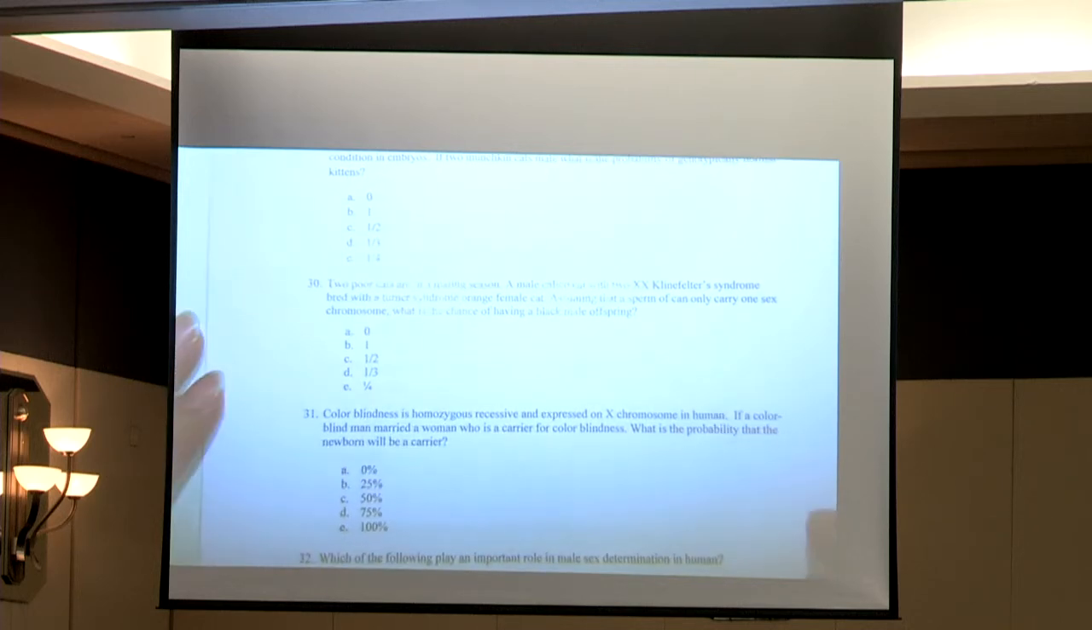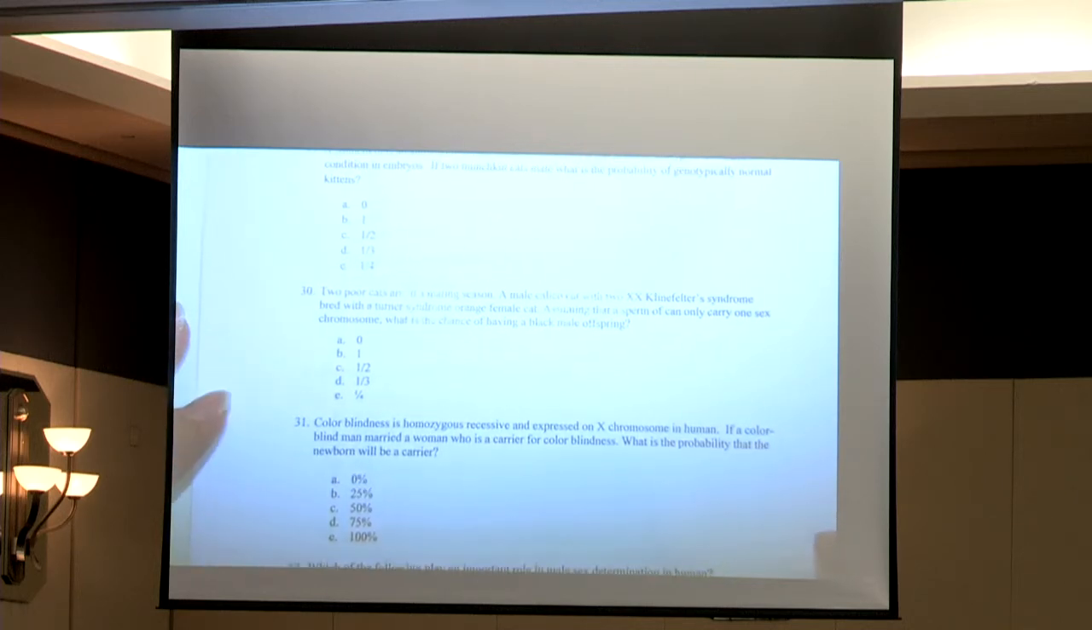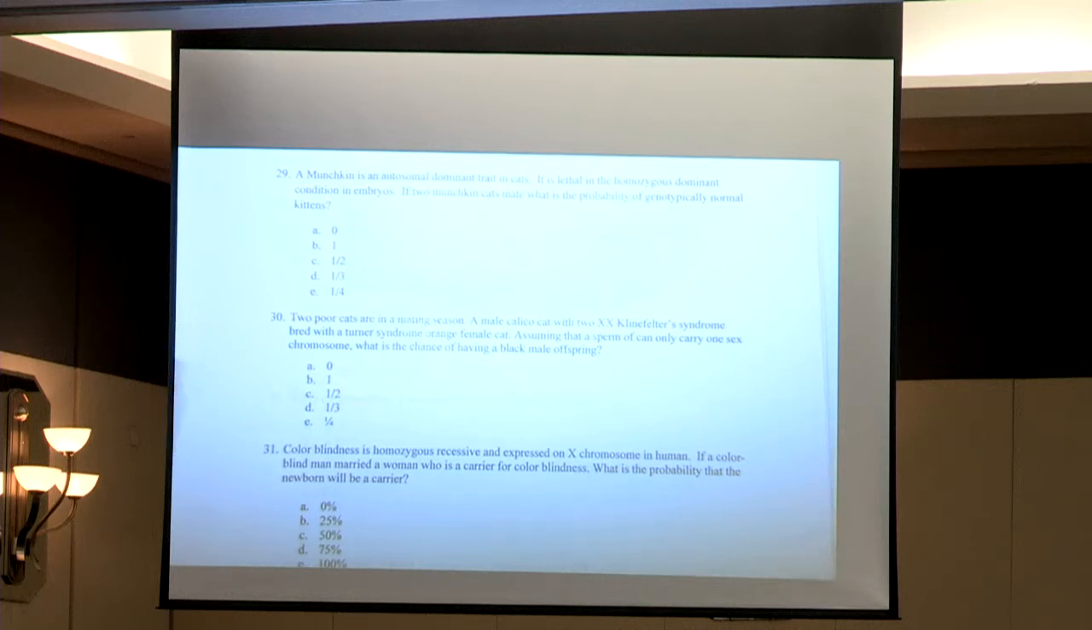Number 29, you need to know this question, right? Your professor loved the Munchkin cat, so you need to know this. Munchkin is an autosomal dominant trait in cats. It is lethal in the homozygous dominant condition in embryos.